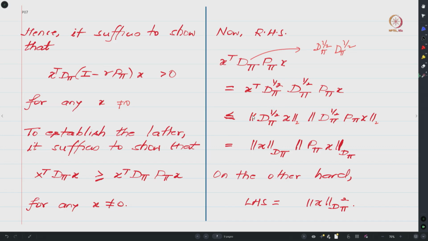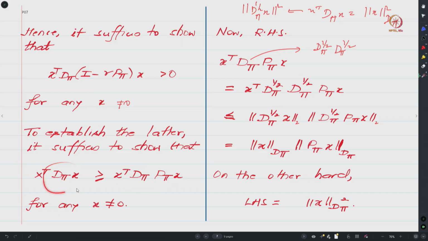Now because of the presence of this D_pi to the power half, one can show that this expression is basically the norm of this vector x, but the one that is induced by this matrix D_pi. Recall that x transpose D_pi x is basically the norm of x under D_pi, the whole square. So this expression can be written as D_pi to the half times x, the whole square. The square of D_pi to the half times x is basically norm x squared under D_pi, and since I only have this expression without the square, I have written it as norm x under D_pi. In the same way, one can see that this expression can be written as the norm of P_pi x under the norm that is induced by D_pi.